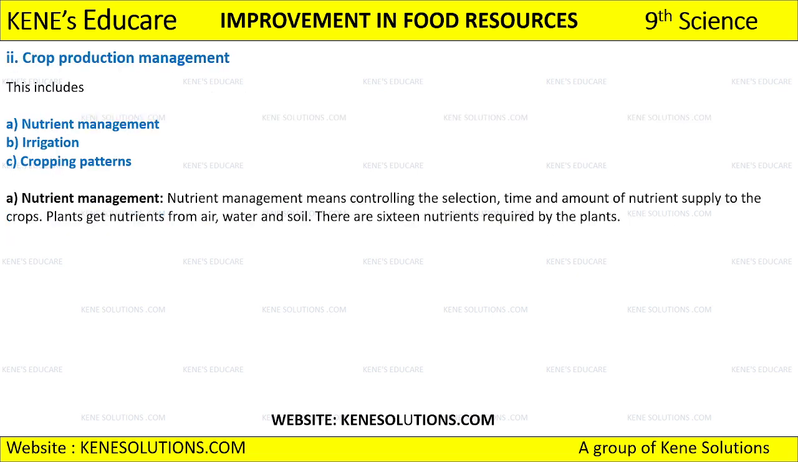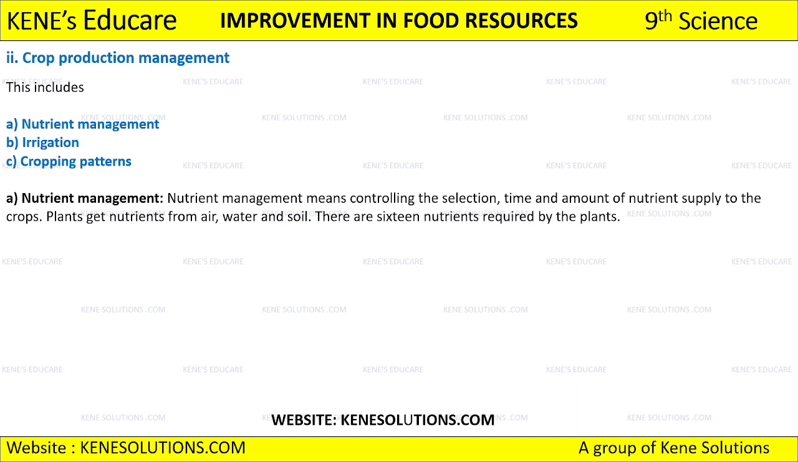After this, the next thing that we have is crop production management. How can we manage the production of the crop? This is going to include 3 different aspects. One is nutrient management, that the crop is getting an appropriate amount of nutrients. Then irrigation, that it has been watered properly. And the last one is the cropping pattern.